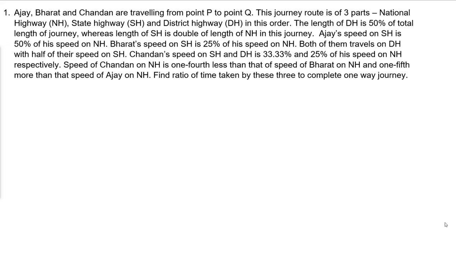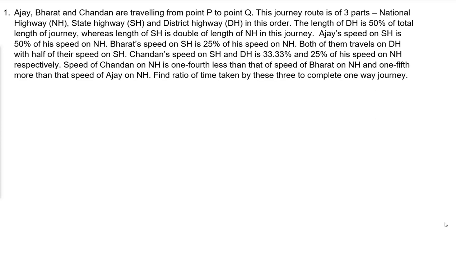This is our first question. Let's read it carefully and understand the story behind this question. There are 3 people, A, B and C. They want to travel from point P to point Q. And this travel journey is distributed into 3 parts. First part is national highway, second part is state highway, and the third and the last part is district highway. And we know the length of these highway segments and the speed of A, B, C on each type of highway segments is given. This kind of data is given in this question.